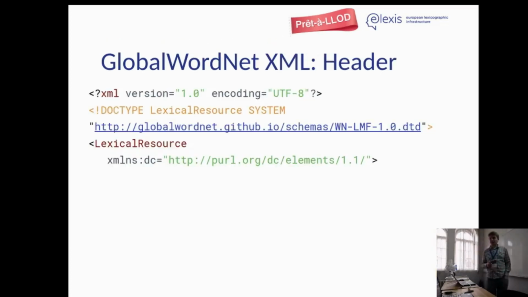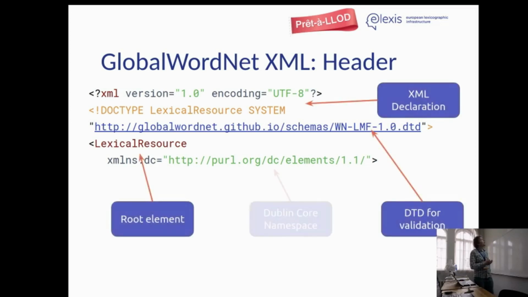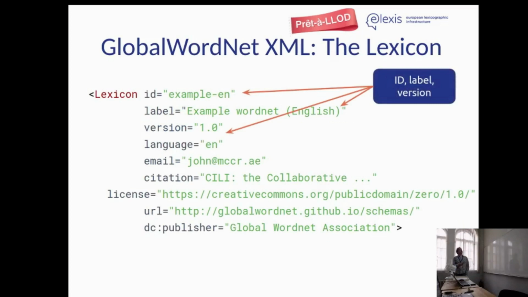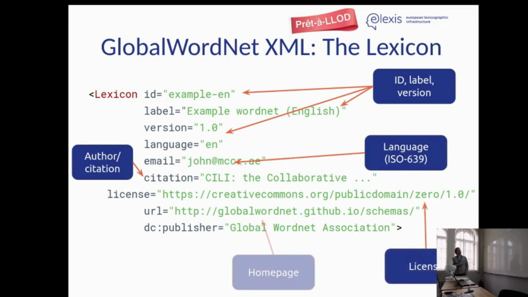So this is an XML format, so it's constrained with a DTD. Here we have our header. We simply say it's a lexical resource for the XML declaration. And then we have our lexicon, and we can give a lot of metadata about our lexicon, like the ID, the label, the version, the language, the author, the citation if we want, the license URL, the homepage, and so forth. So we can give a lot of metadata.